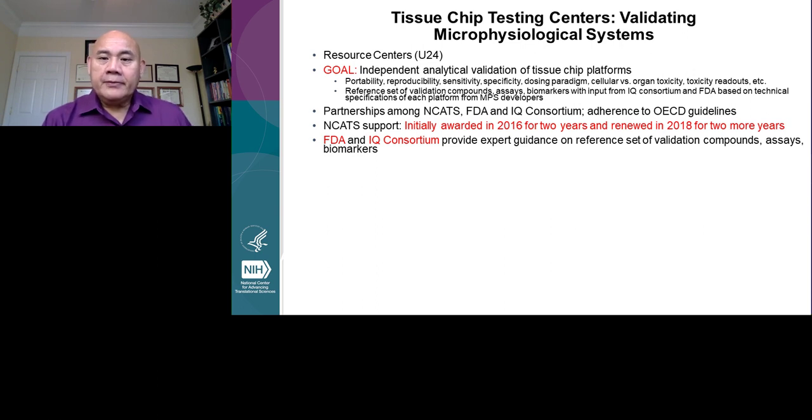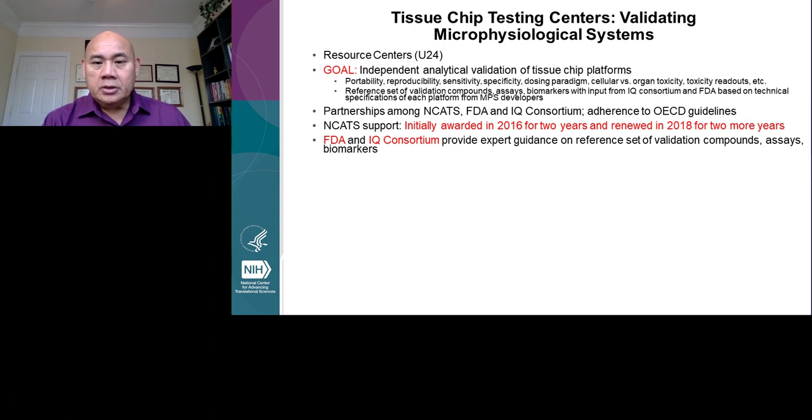So just to give you a little bit of flavor in terms of the tissue chip testing centers, NCATS has established this as a resource center, funded initially for 2 years, starting in 2016. We have recently renewed them for 2 more years of funding, with a goal that after 2020 they will be self-sustaining and generate revenue from their interactions with the various stakeholders in the field.